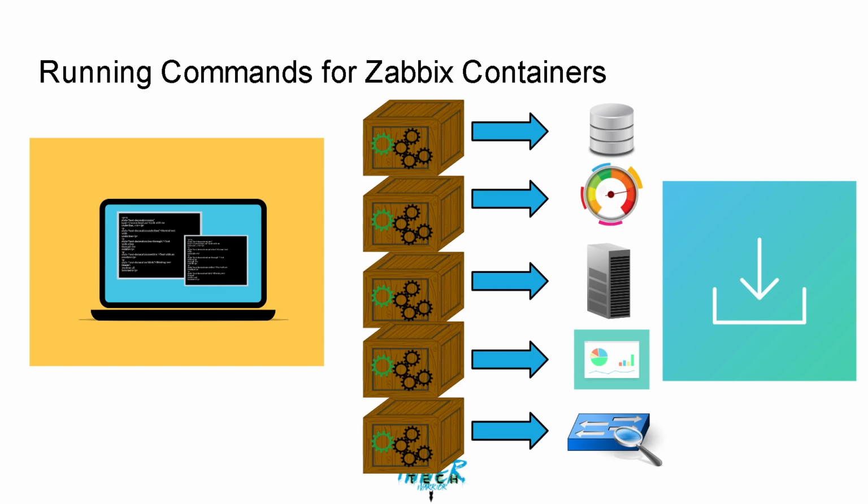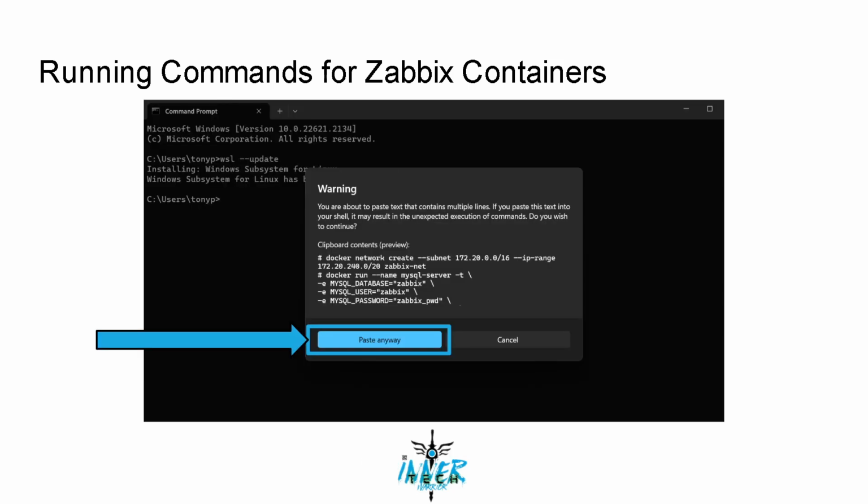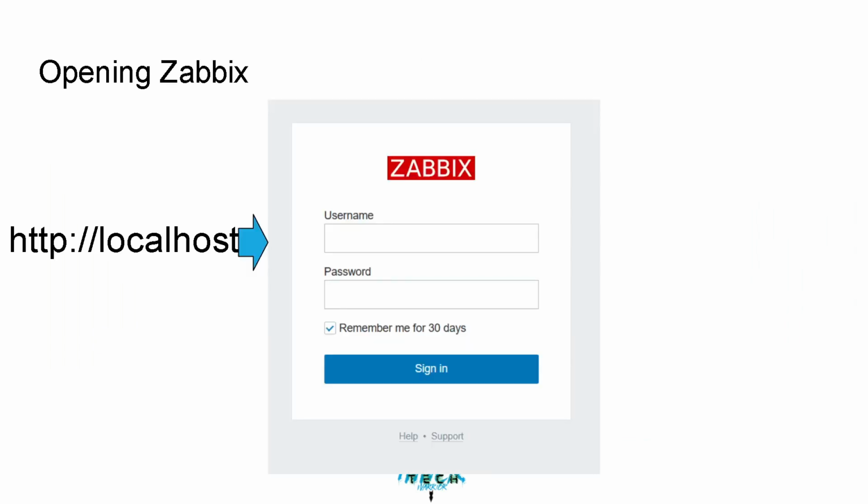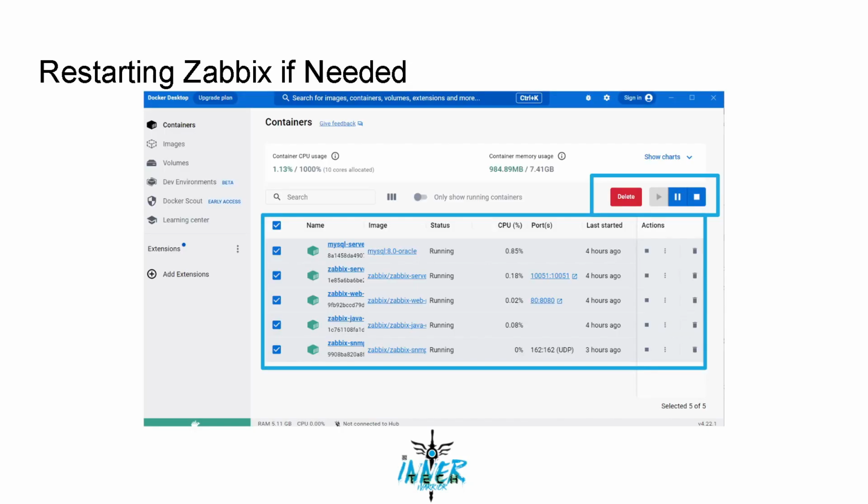Click the Zabbix Setup Script button that I placed below this video to copy and paste the script into your command prompt. You may get a warning that tells you that you're about to paste multiple lines, but that's okay. Click Paste anyway. Once you've run all the containers, you can put in http://localhost in your browser window to open up Zabbix. Your Docker Desktop app will now list all the Zabbix containers, so if you ever want to start up Zabbix again, you can do so from here.